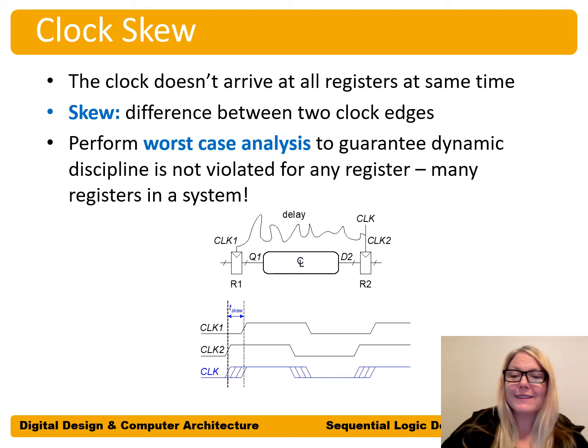There are many registers in the system, so we're going to find the largest delay and make it work for that. And then maybe the clock between some other registers is a little bit less, but we're going to consider the worst case possibility between two edges. If it works for the worst case, it's going to work for those intermediate bad cases, or delayed cases, as well.